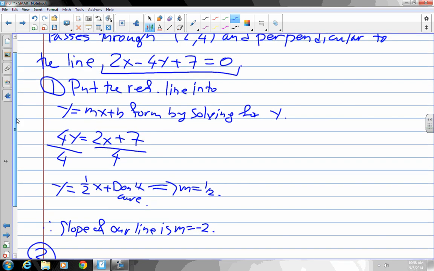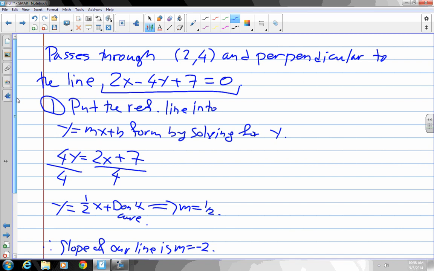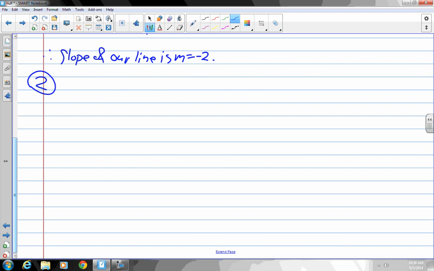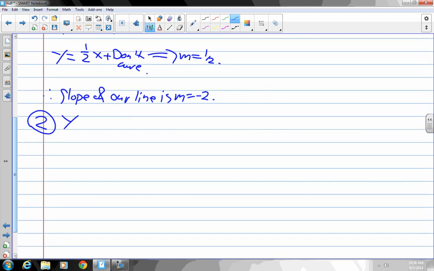Slope is negative 2. We have a point, (2, 4). The rest should be pretty straightforward. We can start with our point slope form. So it's y minus the y value, which was 4, equals the slope times (x minus the x value, which was 2). Is that okay? Just putting everything in. So y minus 4 equals negative 2x plus 4. And then finally y equals negative 2x plus 8.